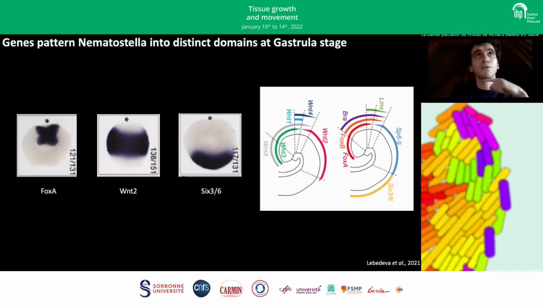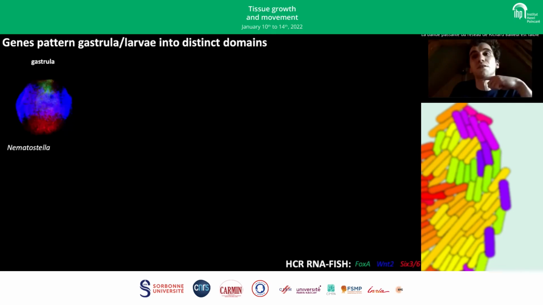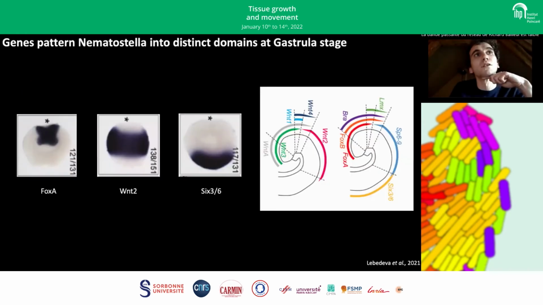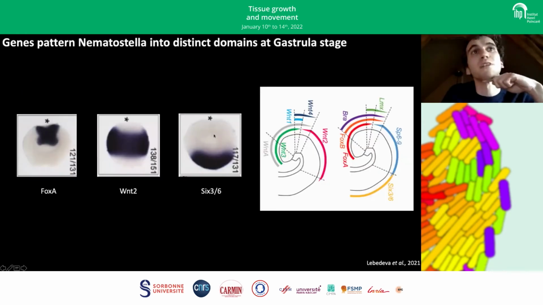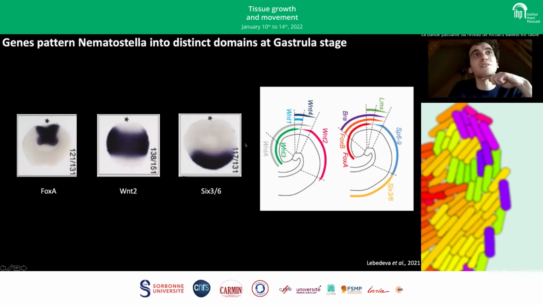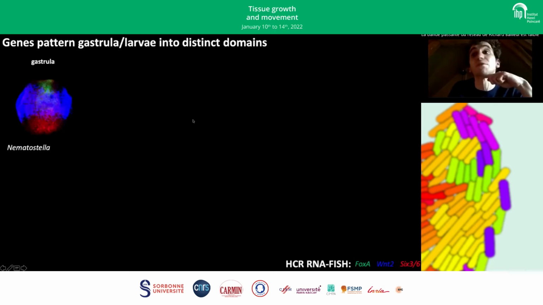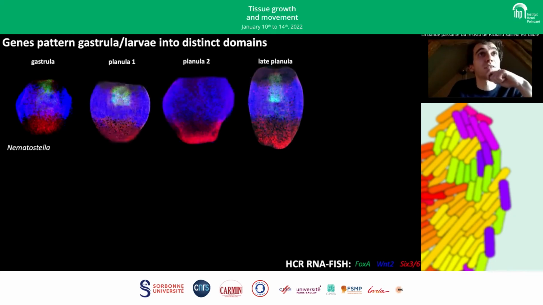I've been very happy last year to carry out this new technique of in situ. Until recently, it was really hard to combine different in situs to see different genes expressed at the same time. But with this new technique called HCR, hybridization chain reaction, we are able to co-stain several genes at the same time. This is a repetition of what you saw before, the 3 genes together. Across the whole dynamics, you can see that they stay expressed in different domains.